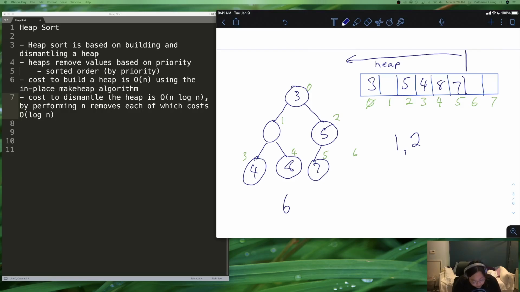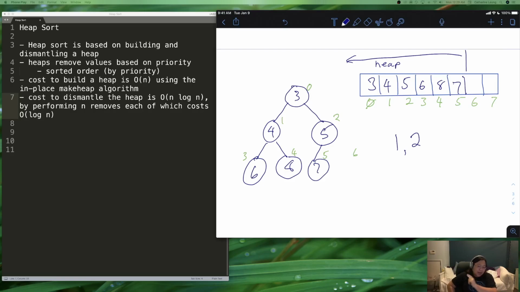Still no, because it's lower priority than 4. It's higher priority than 8 though. So 4 comes up. And now, can I put the 6 in? The answer is yes. So 6 ends up here. Now I've removed 2 values from my heap.